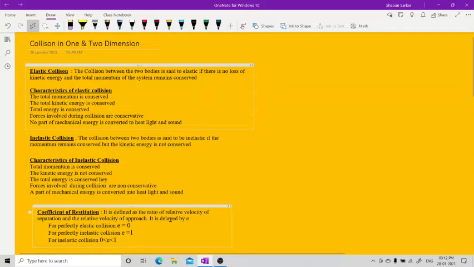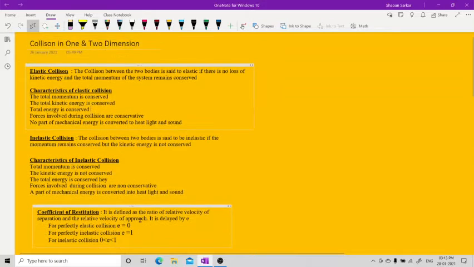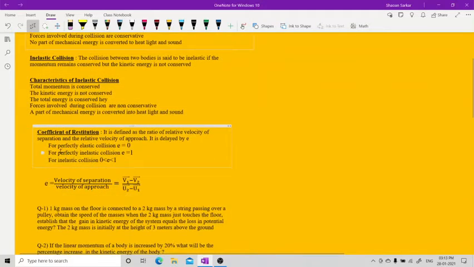Now the next part is the coefficient of restitution. It is the ratio of the relative velocity of separation to the relative velocity of approach. If e is 0, then it is perfectly inelastic, equal to 1, perfectly elastic, and in between, somewhat elastic, somewhat inelastic, then e is between 0 and 1.